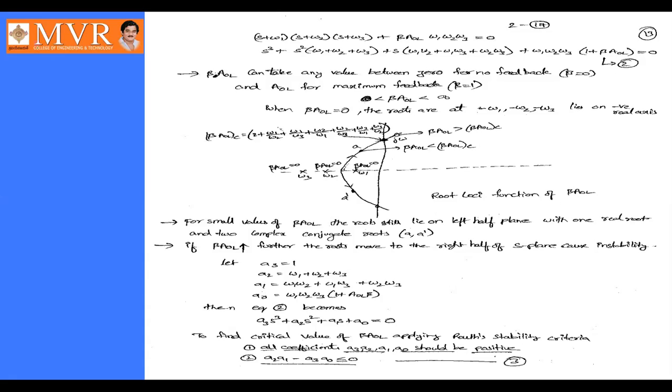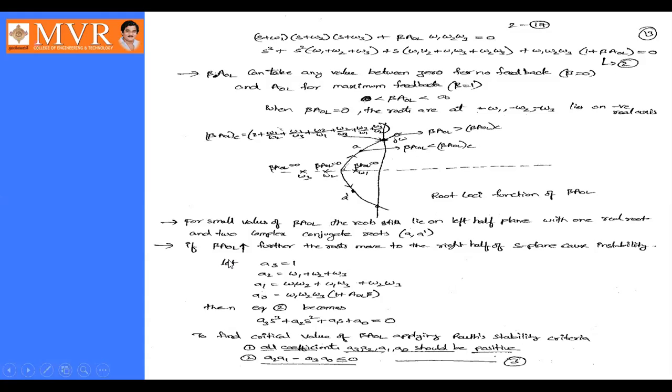Here you can observe in this graph that the roots are going to lie on point A and A dash. Here you can see A and A dash. Both are complex conjugate to each other, so there is one real root and two complex conjugate roots, that is, the two complex conjugate roots are A and A dash. So this is when beta AOL is less than the closed loop beta AOL.